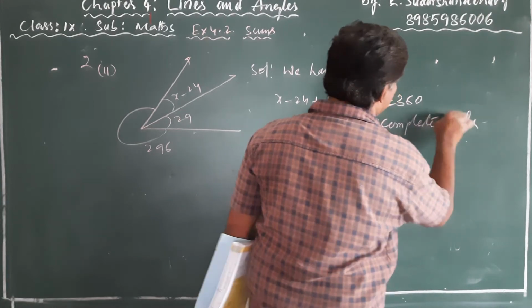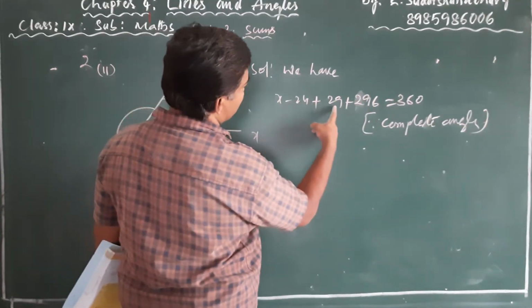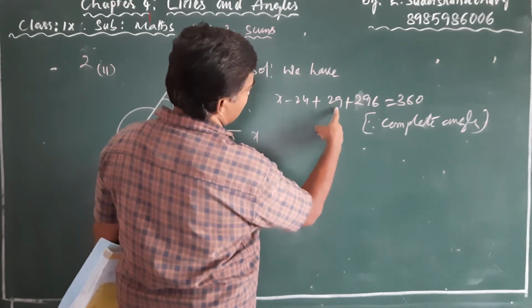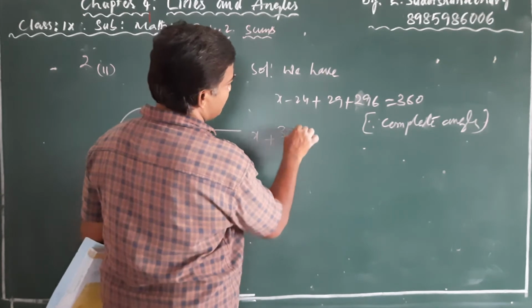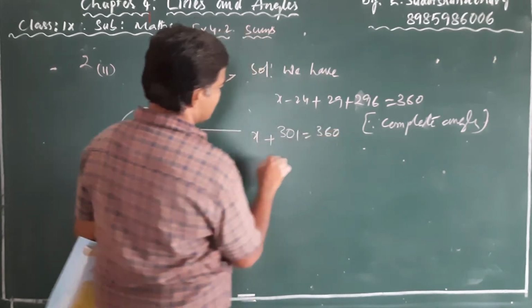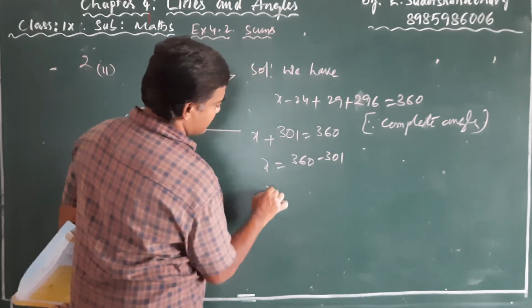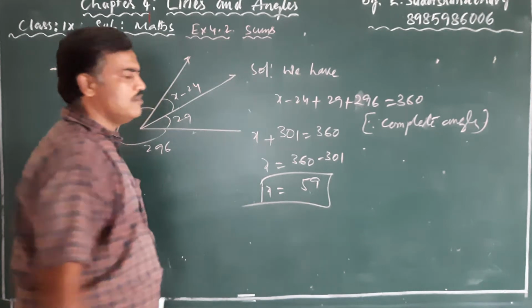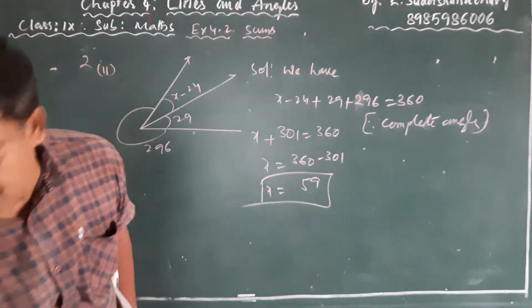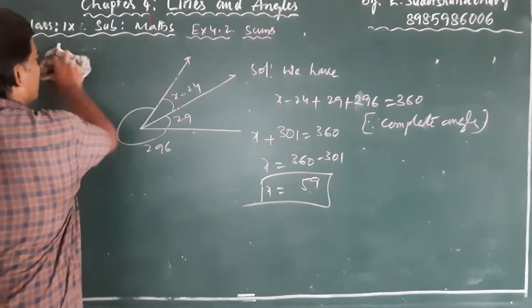Okay. So now x minus 24 plus 29 is 5. So 5 added to this 296 is 301, equal to 360. So x is equal to 360 minus 301. x is equal to 59 degrees. This is the measure of this. You have to try the remaining problems. So that is what is there in the second bit. Now the third question.